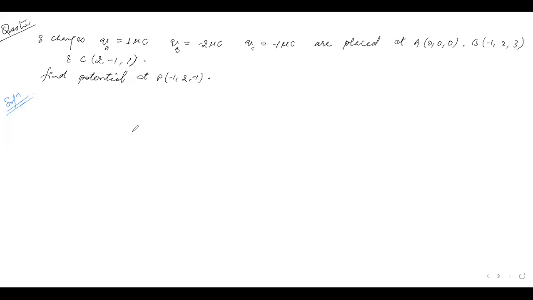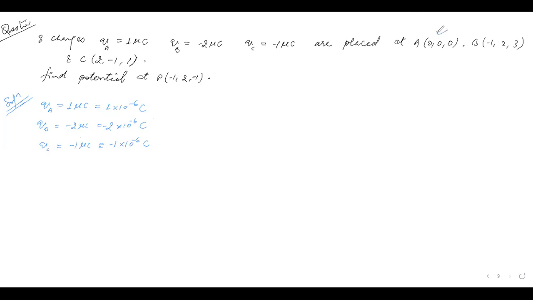Okay, now we have three charges here, where QA is given as 1 microcoulomb. What is the value of 1 microcoulomb? 1 microcoulomb is equal to 1 × 10⁻⁶ coulomb. And QB is -2 microcoulomb, which is -2 × 10⁻⁶ coulomb. And QC is -1 microcoulomb, which is -1 × 10⁻⁶ coulomb.